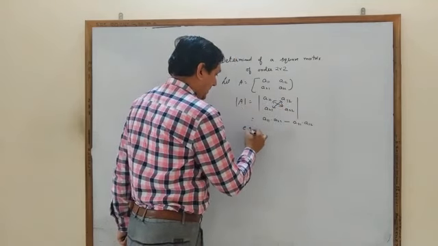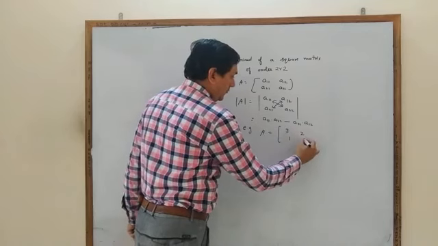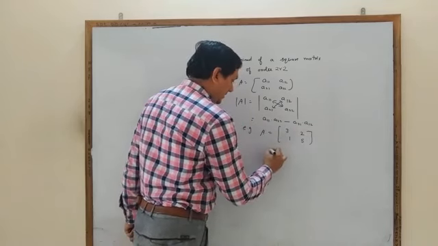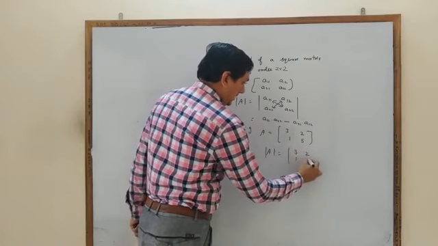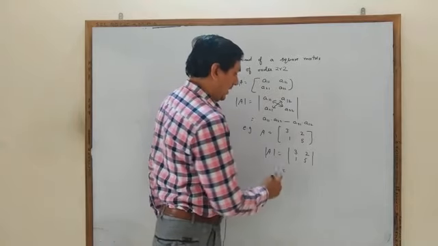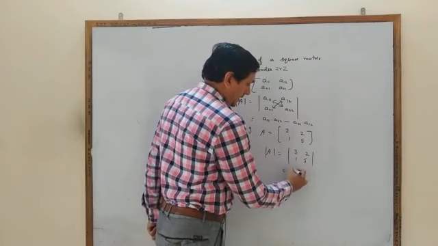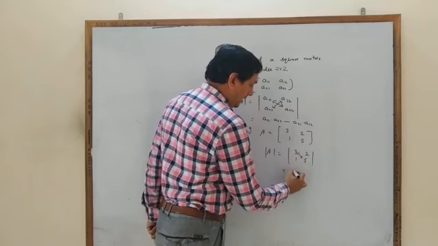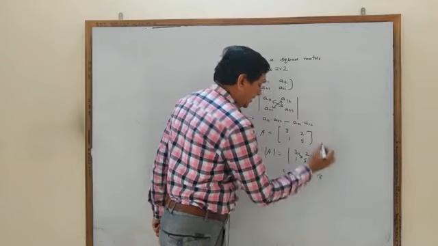For example, let A be the square matrix 3, 2, 1, 5. Now its determinant of A is the same numbers but having bars on the left and right side, so it becomes a determinant. Now its calculation is 3 5s are 15 minus 1 2s are 2, it is 13.